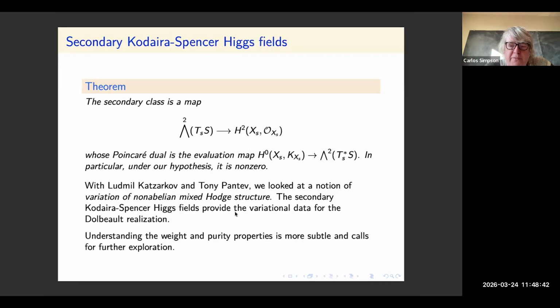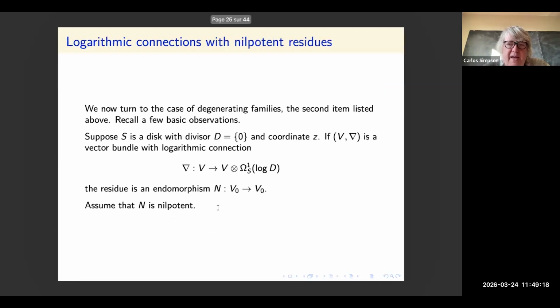And this is a small part of what we were looking at with Ludmila and Tony quite some time ago, which we called variation of non-abelian mixed Hodge structure. Our secondary Kodaira-Spencer Higgs field here is going to enter into that theory as part of the variational data. We can recall from that preprint that discussing the weight and purity properties was much more subtle, and I think still subject of investigation, or needs to be investigated at least. Okay, so that's that part.